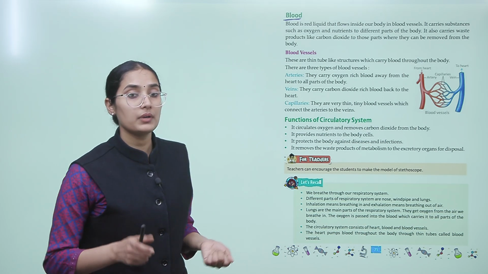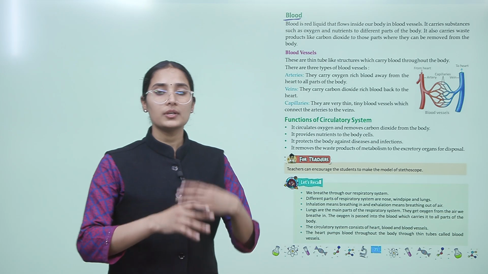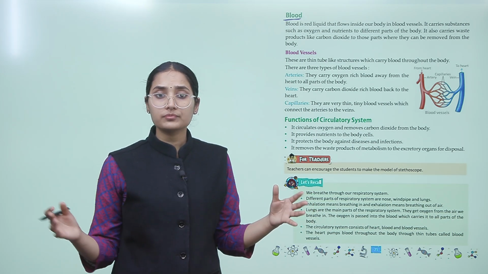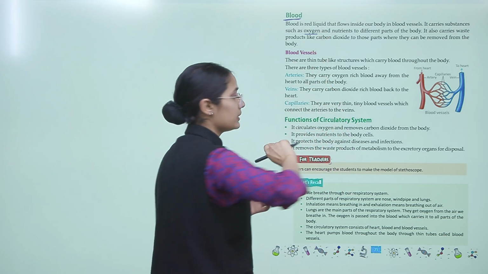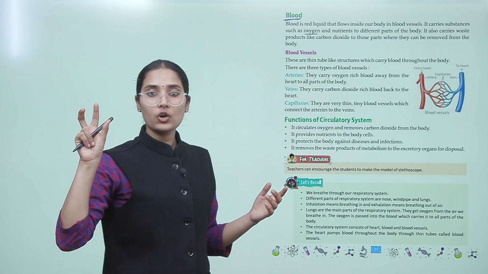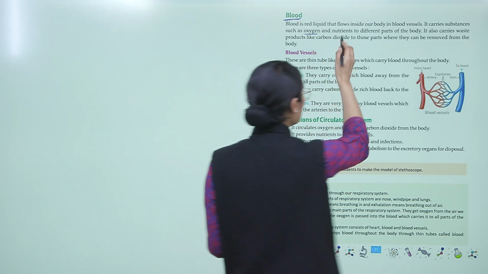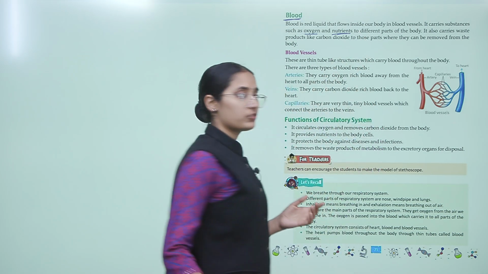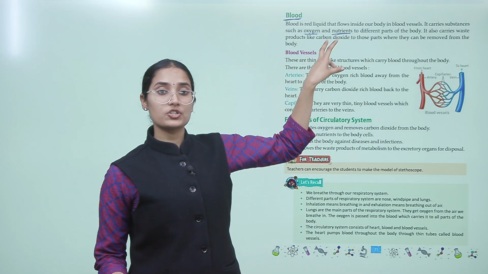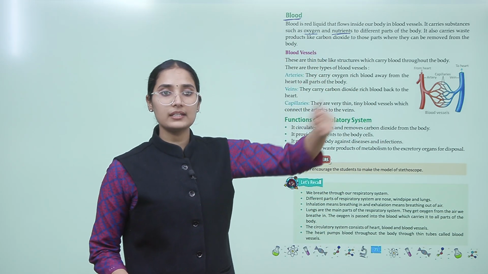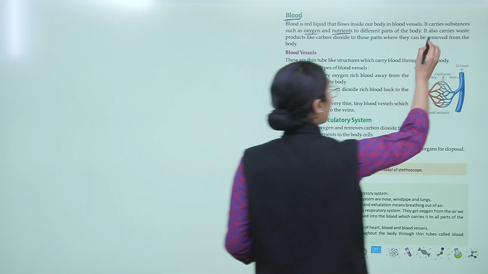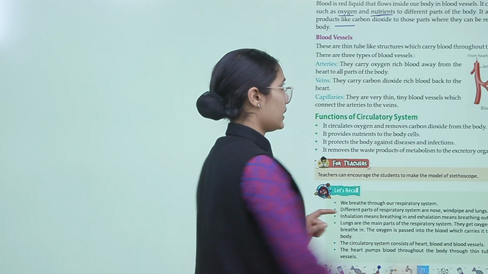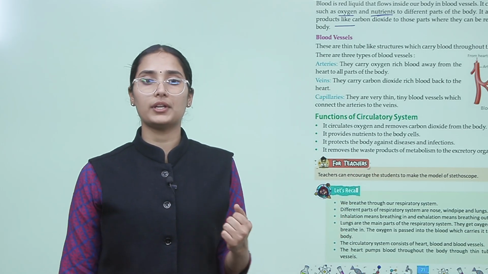So see, blood is a red liquid, right? It flows across all our body and it carries substances like oxygen. Oxygen is something that every cell, every organ of our body needs. Then what else? The nutrients also every part of our body needs. So this is the function of the blood. It carries substances. With this, it also carries waste, right, that can be removed from the body.